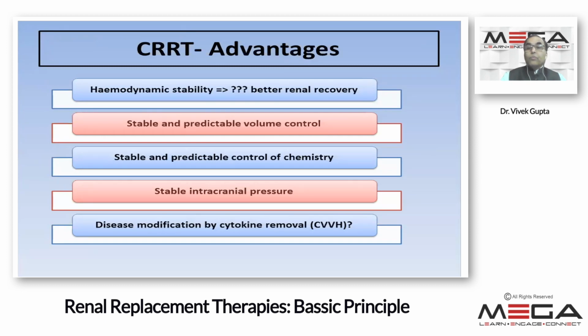So we all know that CRRT has a certain advantage in patients who are hemodynamically unstable, that probably may help for better renal recovery. It has a stable and predictable volume control, because you are controlling all pumps. And in fact, in the long run, probably you can have a better removal of fluid from the patient. And moreover, it will give a stable and predictable control of the blood chemistry and intracranial pressure, again, which is a concern.